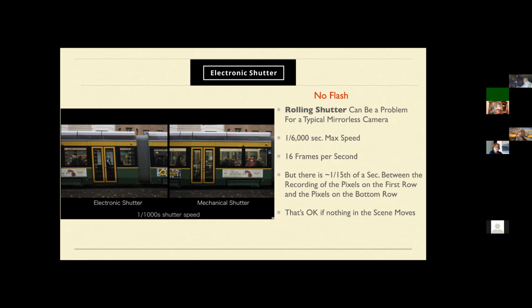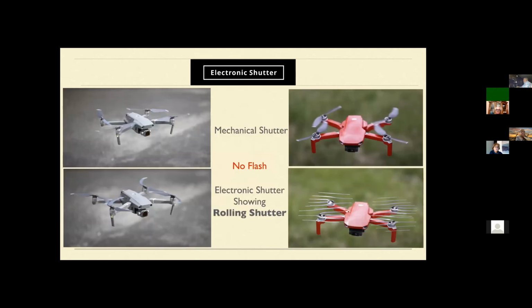So this phenomenon of rolling shutter can lead to some funky things. Here's an example of rolling shutter and some drones. I'd like you to look at the top left picture and the top right picture. There's a little bending in the propellers, you can see, not much.